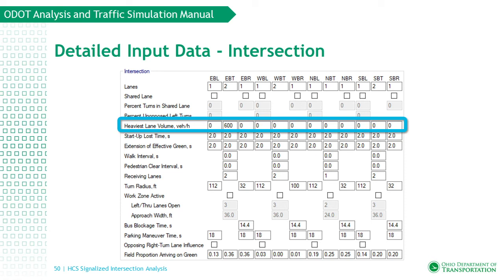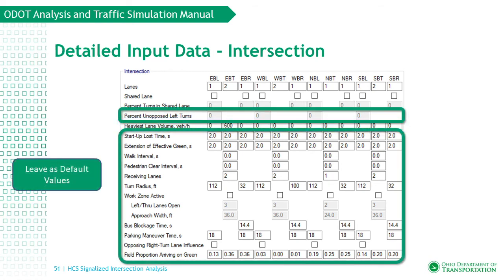For most analysis, the lane utilization will be fairly evenly distributed, and entries for the heaviest lane volume will not be necessary. Only when there is a lane use imbalance would entries in these boxes be necessary. There are several other inputs on this screen that can typically remain as default values. The pedestrian walk and clearance intervals are only used when there is a high level of pedestrian activity. Even then, the walk and clearance intervals can be accounted for by increasing the minimum green times for the vehicle phases to include the pedestrian clearance interval.